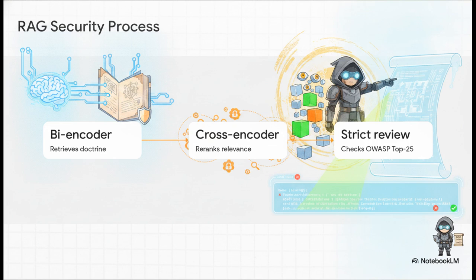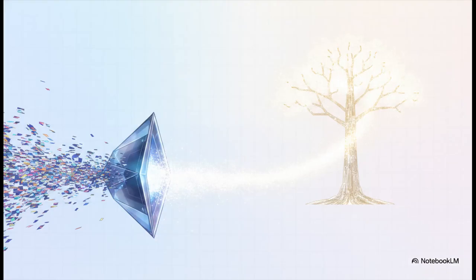First, a bi-encoder retrieves the company's specific secure coding doctrine. Then, a cross-encoder re-ranks those rules for relevance. Finally, the AI strictly reviews the generated code against the OWASP and CWE top 25 vulnerabilities. Guys, it is literally like having a principal security engineer enforcing AlfaCan security standards on every single line of code you write. Oh, and the system actually learns over time.